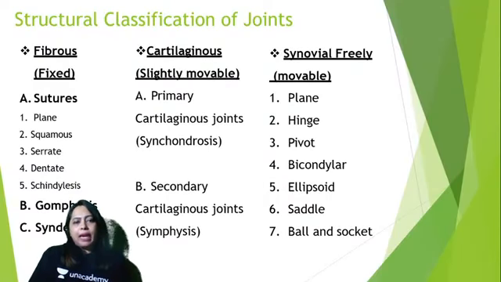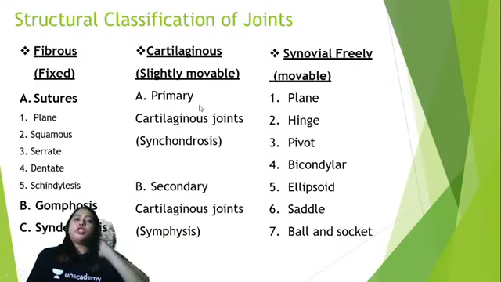If it is only hyaline cartilage, then it comes under the category of primary cartilaginous joints. Primary cartilaginous joints will have hyaline cartilage at the edges, and that is known as articular cartilage. Such types of joints are called synchondrosis. What do you mean by chondro? Chondro is the cartilage. Chondrocytes are nothing but cartilaginous cells. And synchondrosis is nothing but the primary cartilaginous joint.